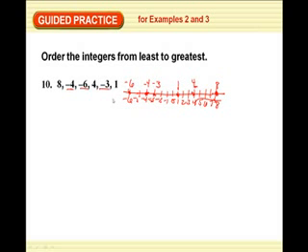Or you can start with the negatives. The bigger the negative, the less it's worth. So you would go -6, -4, -3. Then switch your numbers: 1, 4, and 8. And we got them right.